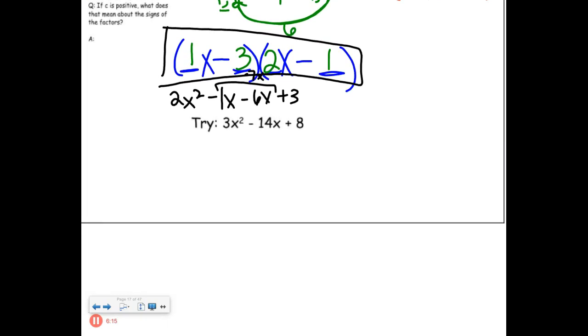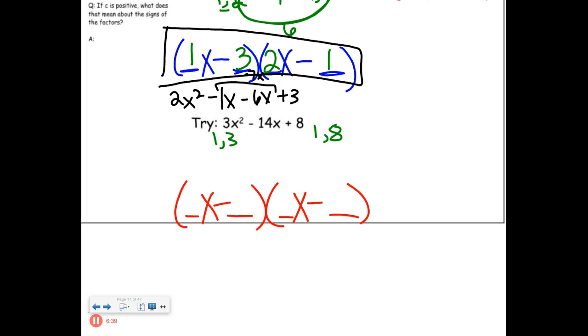All right, so again, I notice I have the negative positive thing, so I'm right away going to go to negative negative. I see I've got x's, so I'm going to go x and x. And we're filling in these blanks. All right, only way to get to 3, I have 1 and 3. 8's a little bit more intense. I'm going to have 1 and 8. And I'm going to have 2 and 4.